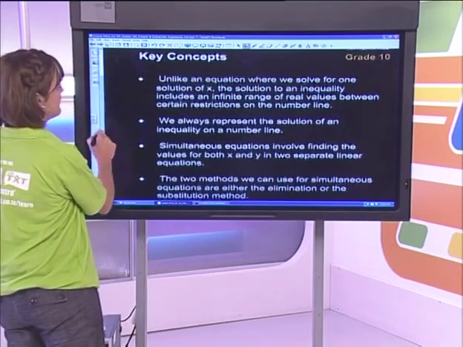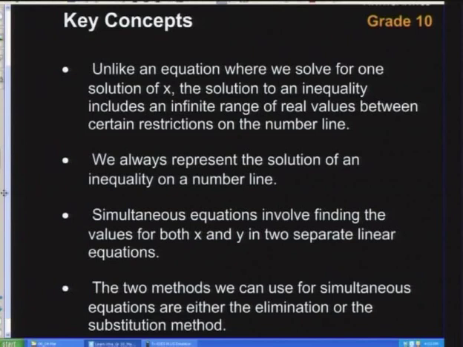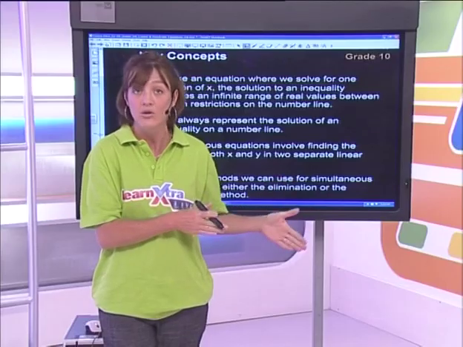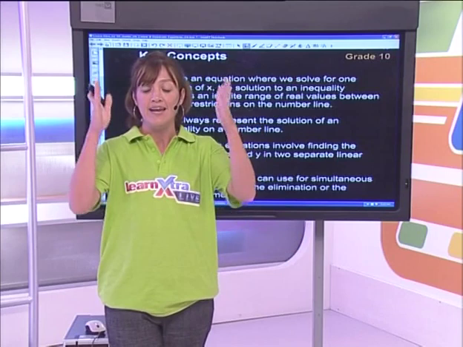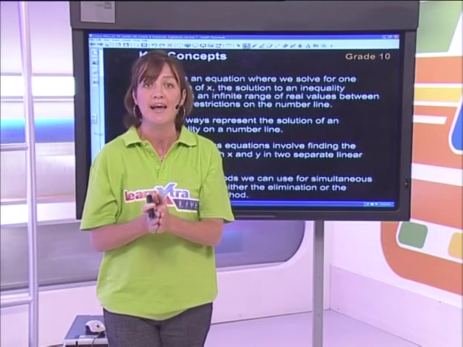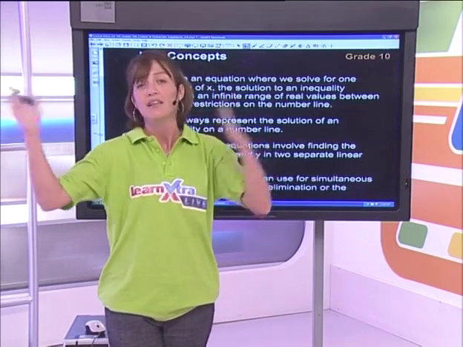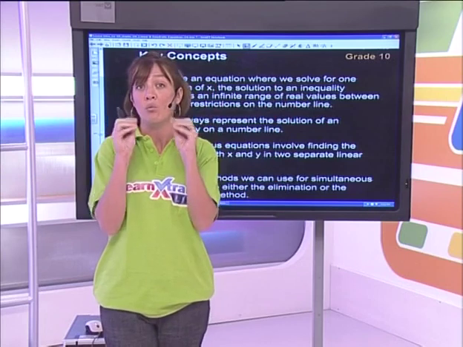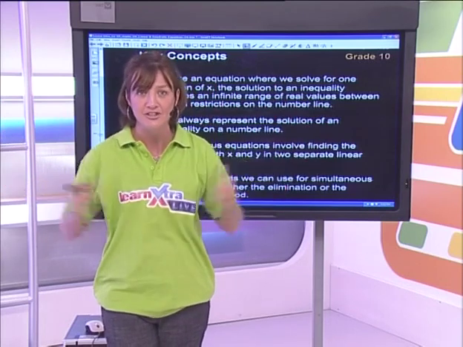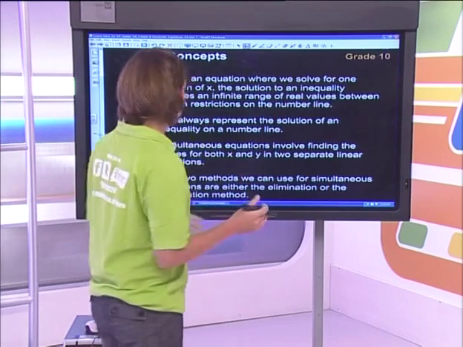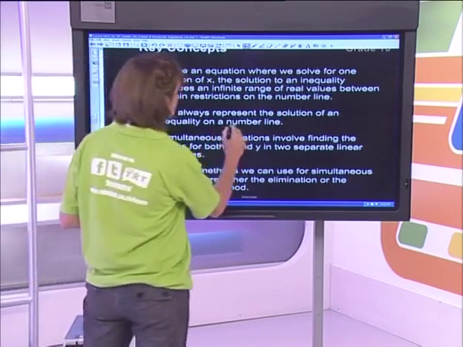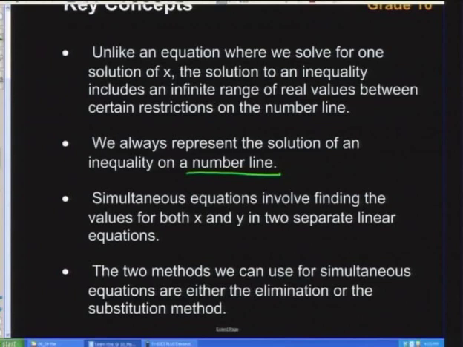Quickly, let's have a look at some key concepts. When we're talking about an inequality as opposed to an equation, bear in mind that an inequality is not looking for one specific answer for x like an equation does. An inequality says that if we're looking at one particular point on the number line, all the values for x are everything either less than or greater than that point. So we get a whole range of values for x. With an inequality, please remember, we always represent it on a number line.